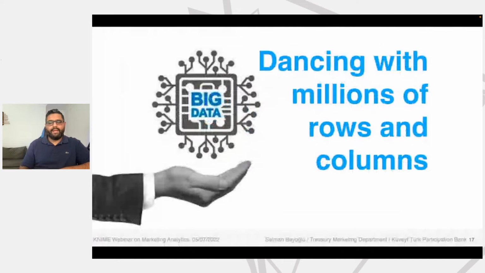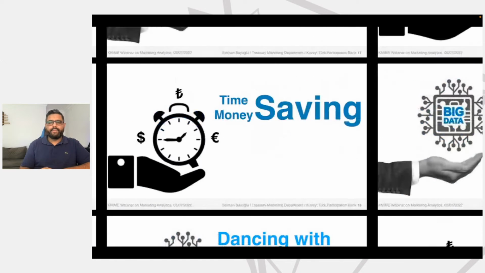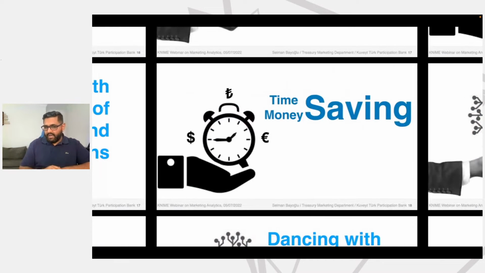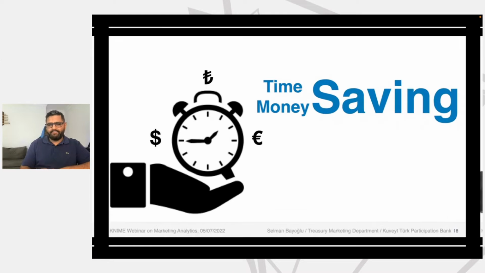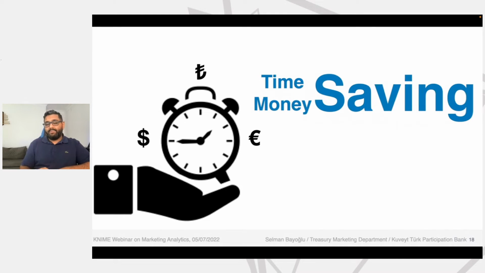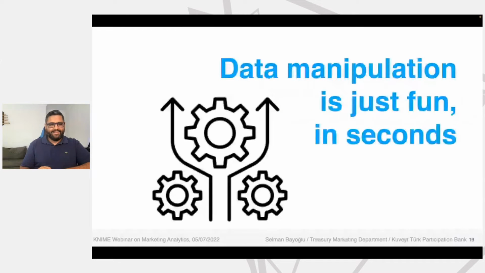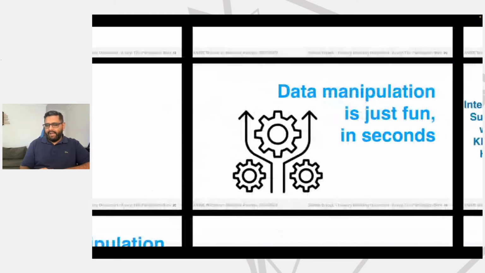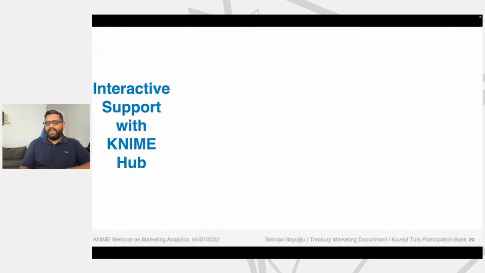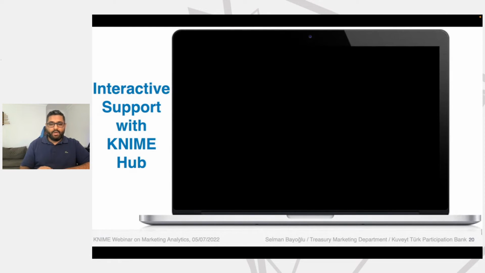It was possible, and we were suffering with manipulation of data on Excel and working on separate sheets. But now we dance with millions of rows and columns. And we save time, so we save money. And data manipulation now is just fun for us, in seconds. And also, when you need help, do we have interactive support with Knime Hub?